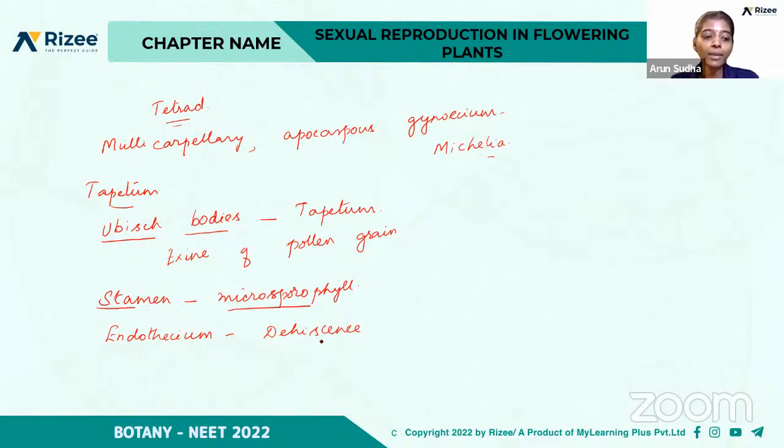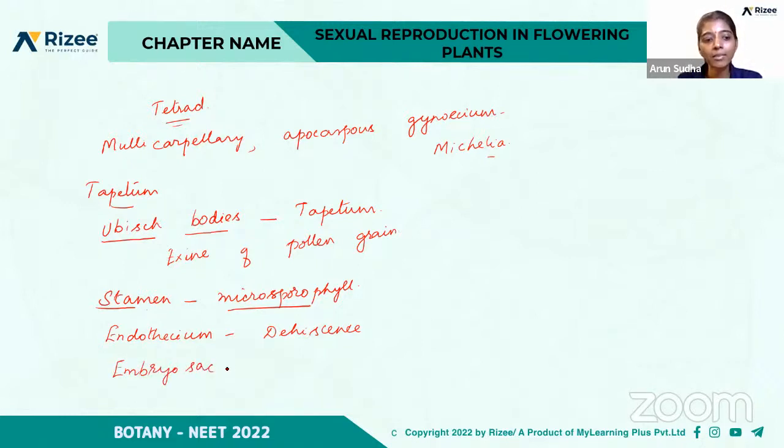Which one is the female gametophyte? Embryo, embryo sac, endosperm, and pistil. B is the right answer. That is embryo sac. Embryo sac is also called the female gametophyte. So you have to be clear with these terms.